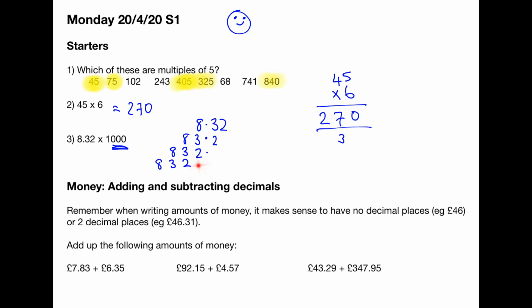But then if you have a look, we've got a space here before the decimal point, and we can't leave spaces before the decimal point. So what we need to do, remember, is put in a 0 there. Okay, we don't need the decimal point. We can put it in, but it looks a bit silly to have it if there's no decimal places, so we just leave that off. So 8.32 times 1,000 is equal to 8,320.